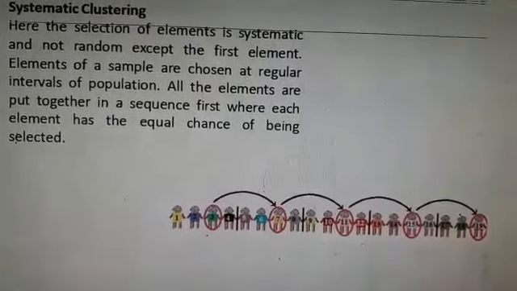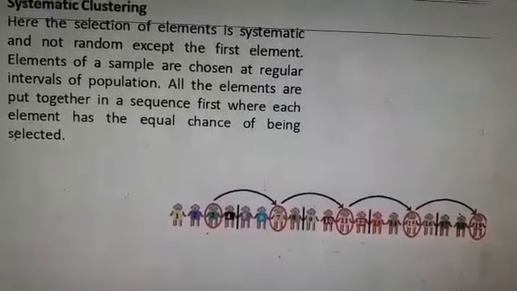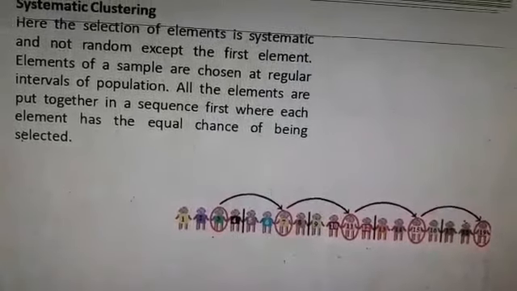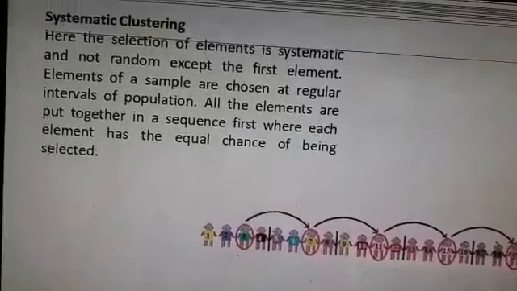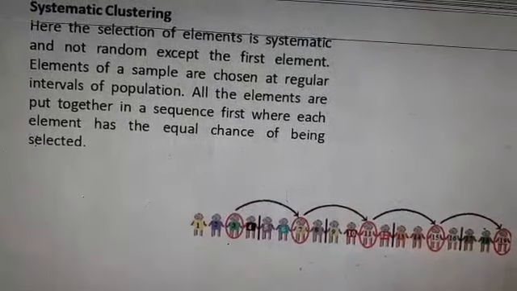Systematic sampling, as we have discussed, the selection of elements is systematic and not random except for the first element, and elements of a sample are chosen at a regular interval of the population.